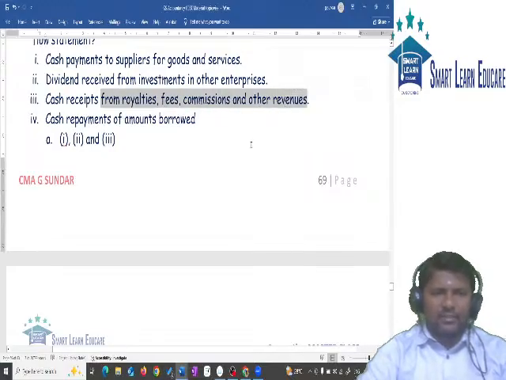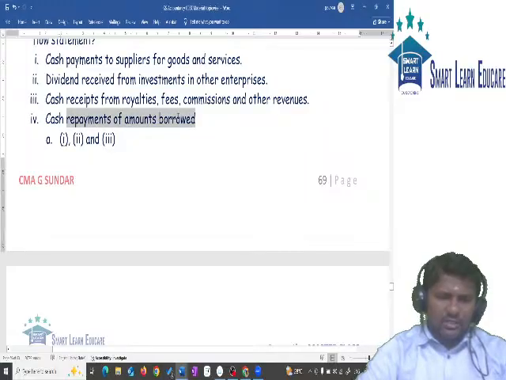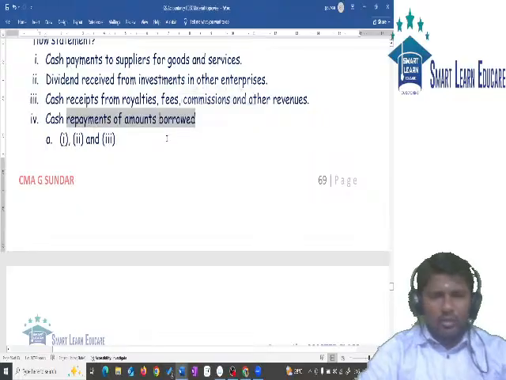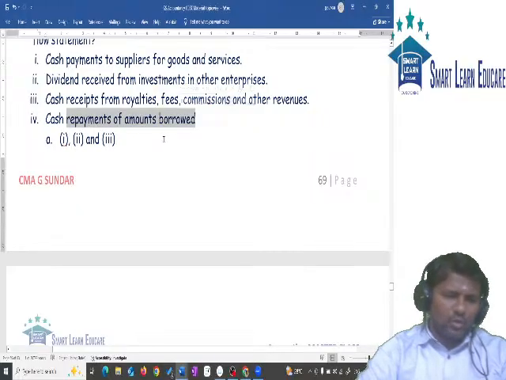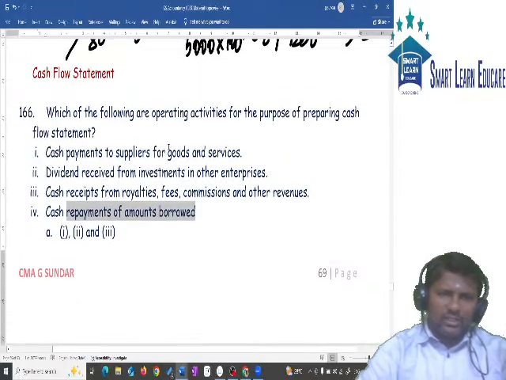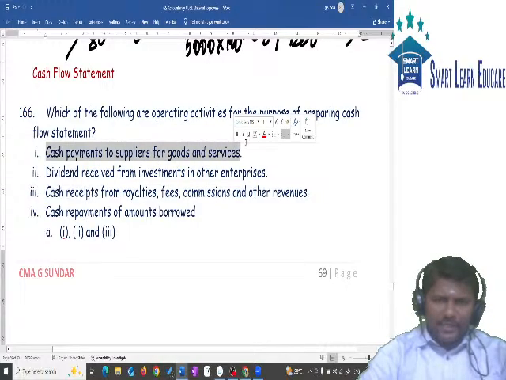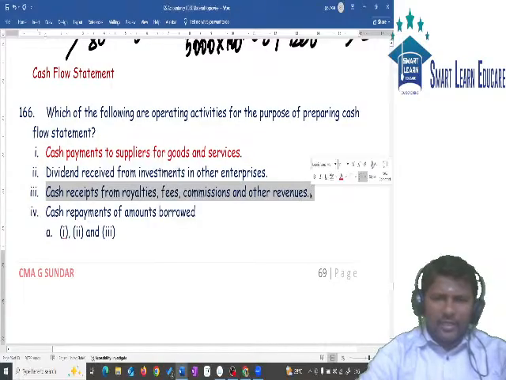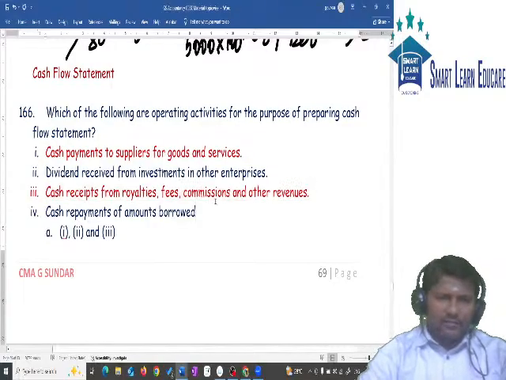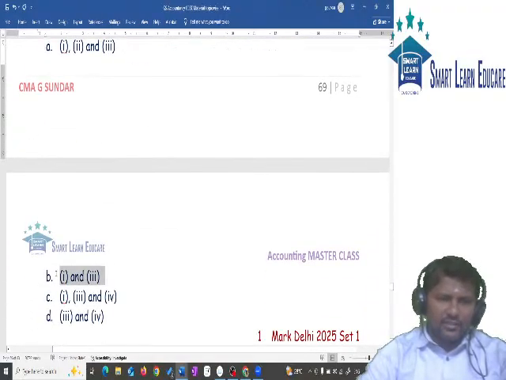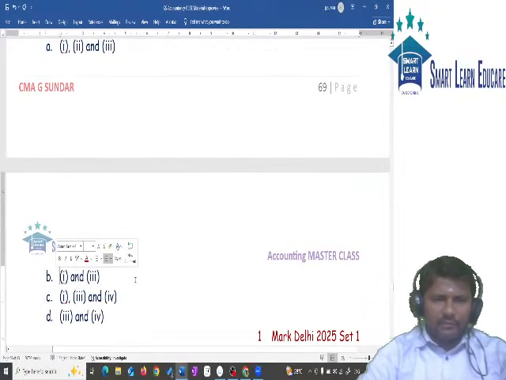This is an operating activity. Cash payments, repayments of borrowings. Whatever loan we received, that loan is repaid. So what are the things that will come under operating activity? This is the question. So the first one will come under operating activity. Also this third one will come under operating activity. Let's check whether we have this option. Yes, we have first and third one. We have the answer. Answer is option B.